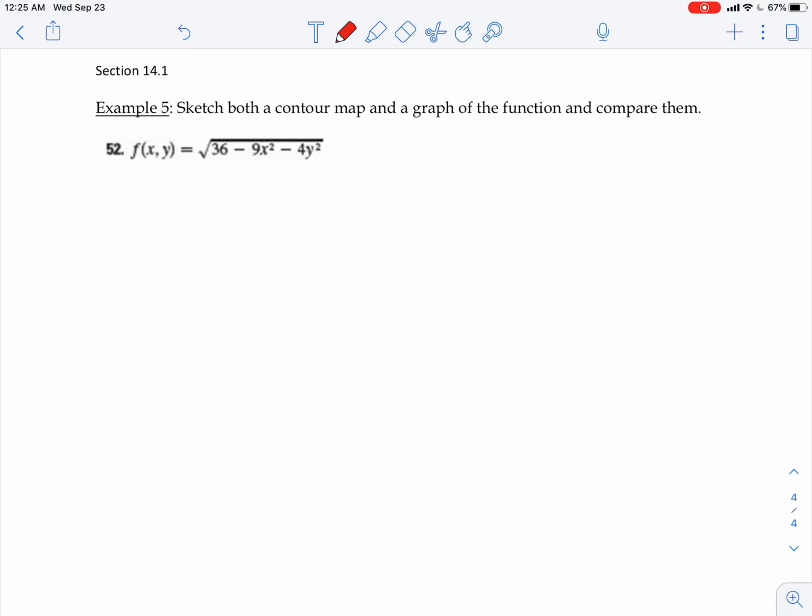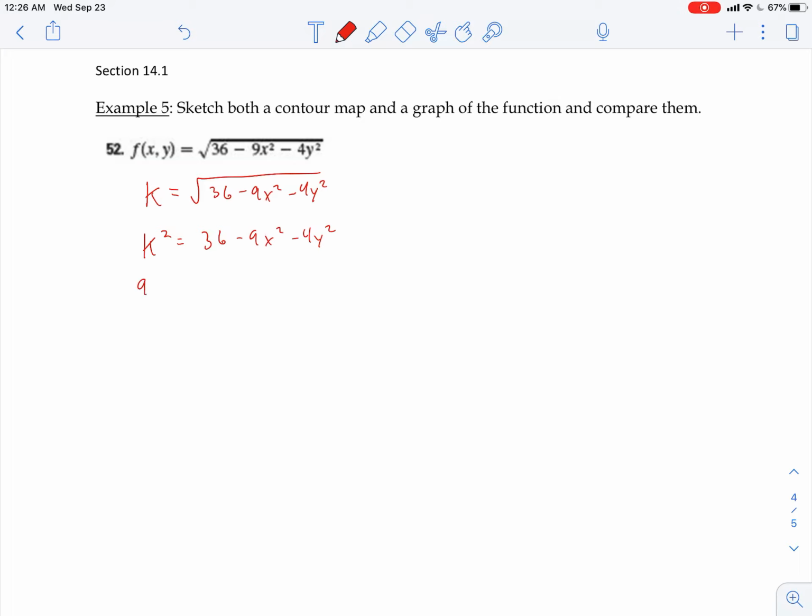If I'm doing a contour map, I'm going to set my function f of x y equal to k. I'm going to set that equal to the square root of 36 minus 9x squared minus 4y squared. And then I'm going to put this into a shape that I know, a surface that I know. So I'm going to square both sides, and I'm going to get k squared is equal to 36 minus 9x squared minus 4y squared. And I'm going to put my x's and y's on the same side.